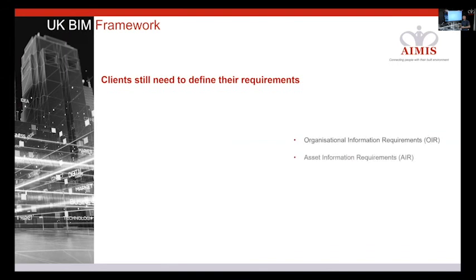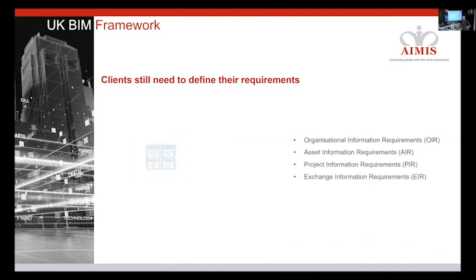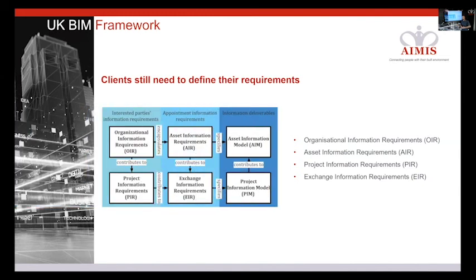Clients still need to define their requirements, and nothing's changed in this aspect. Like I said at the very beginning, BIM only works if the client knows what they want, so that remains exactly the same. The organisational information requirements from a client describe what their organisation needs to get from their information. That informs the asset information requirements, the data required about the assets installed in a project to inform the operational phase. The project information requirements, as I said, are the plain language questions, often misunderstood and left out of a BIM project. These are the questions that need to be answered by the information given by the supply chain, and your exchange information requirements describe how it's going to be delivered.